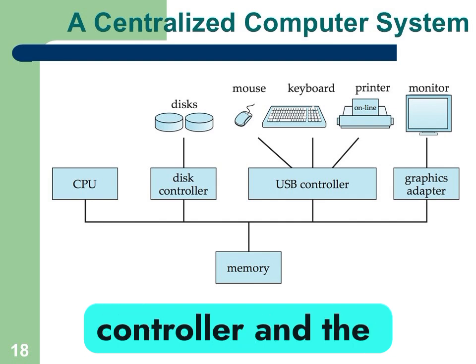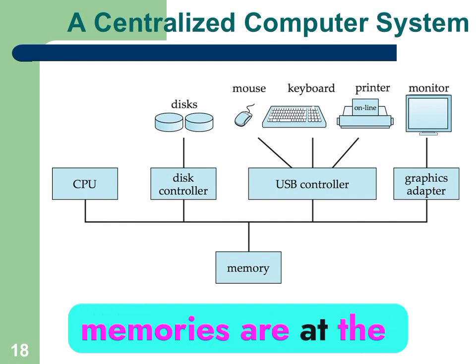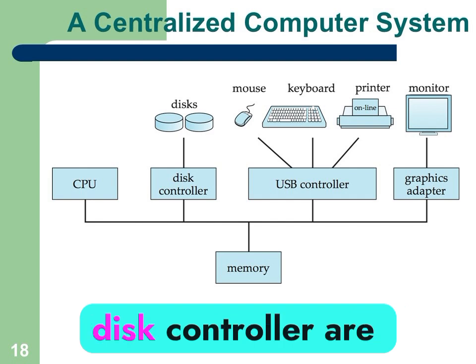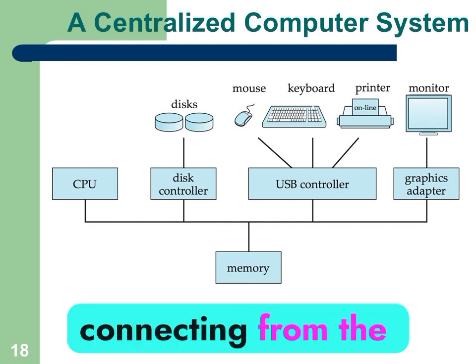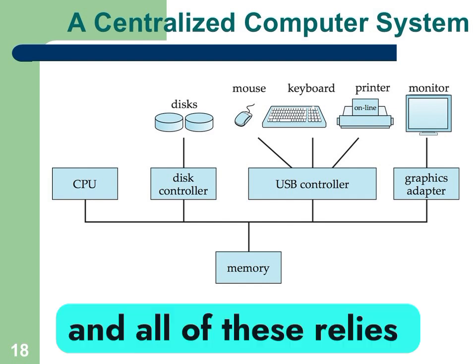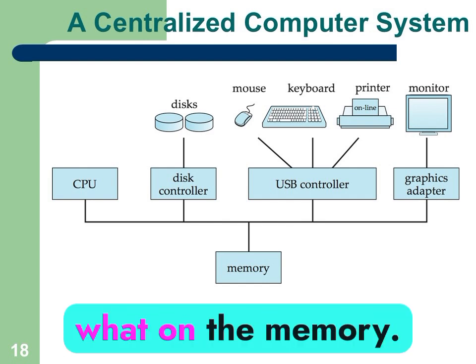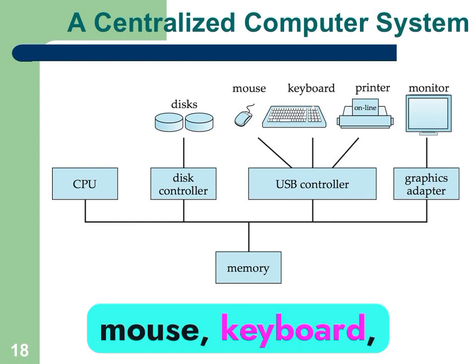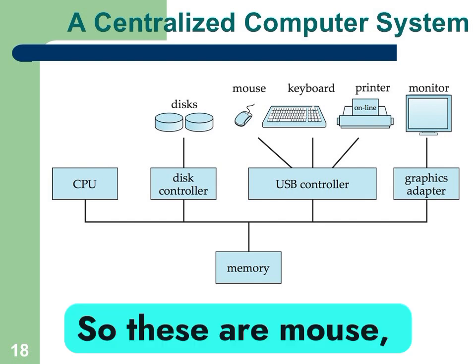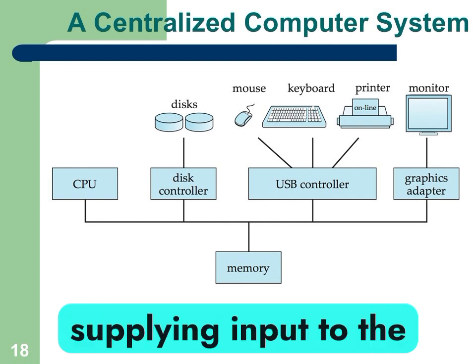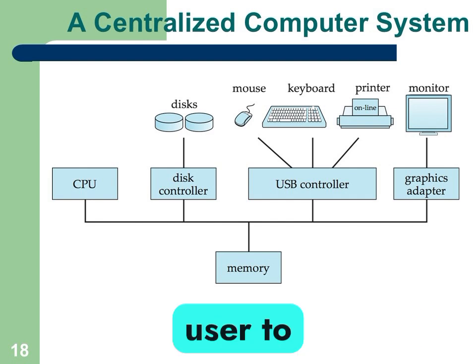So just as we can see here in a central computer system, we are having the CPU, we are having the disk controller, and the memory is at the bottom. So our disks under the disk controller are going to access each other. The line connecting from the CPU to the graphic adapter is the bus now, and all of this relies solely on the memory. So also we have peripherals like the mouse, keyboard, printer, monitor. We know they are supplying input to the system.